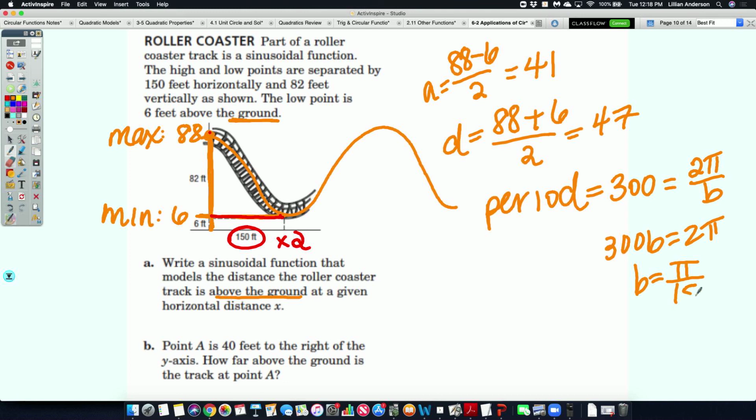So what is that when I solve for B? Pi over 150. Pi over 150. Do I have a phase shift? No, I don't, because my highest point starts on that y-axis. So I have my equation. Y equals 41 cosine pi over 150x plus 47. And that plus 47, that is on the outside, so that represents my D. I don't have a C, I don't have a phase shift.